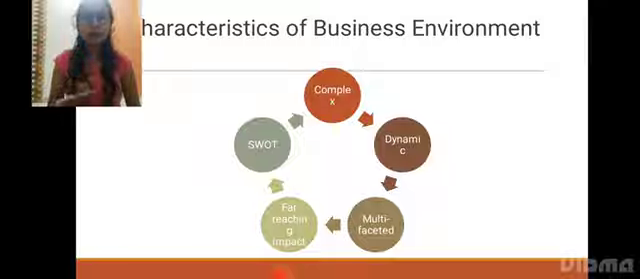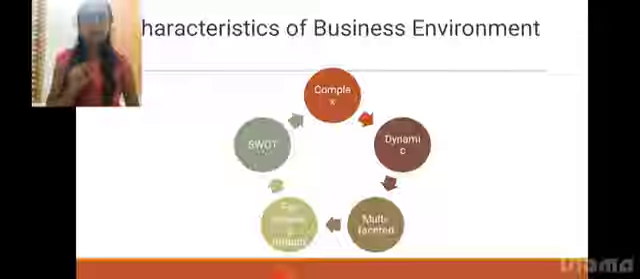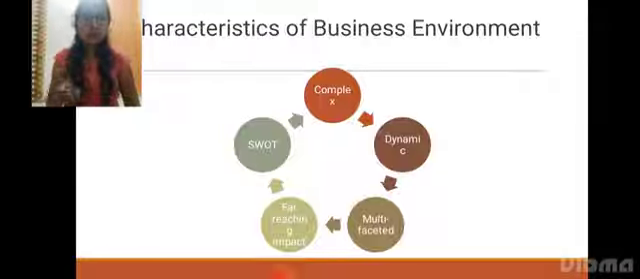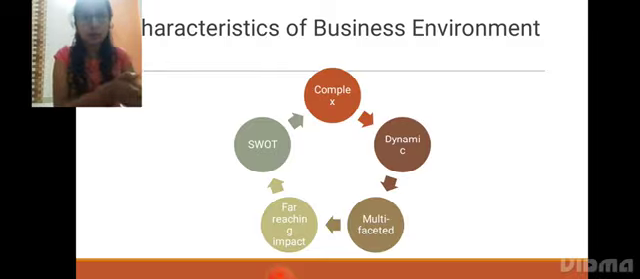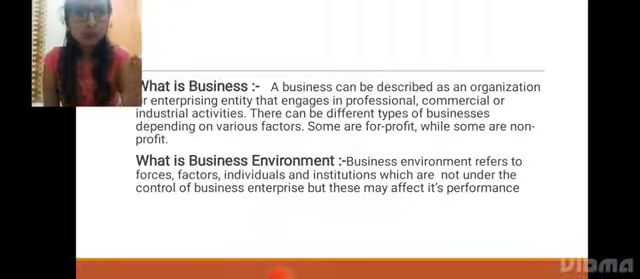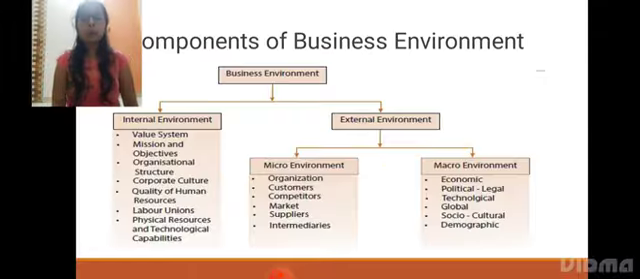Moving toward next, SWOT stands for strength, weakness, opportunity, and threats. So strength and weakness are the internal part of business. Opportunity and threats are the external part of business. What is this, we're going to see in the next slide. So moving toward the next slide, that is, what are the components of business environment. This is a very important question from an exam point of view. Components of business environment are the internal component and the external component.